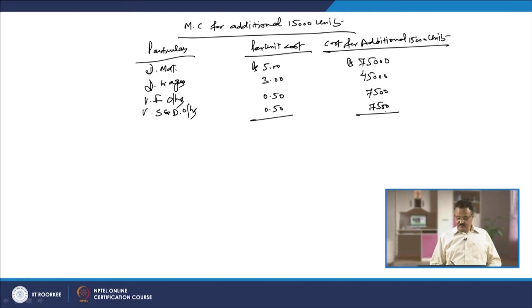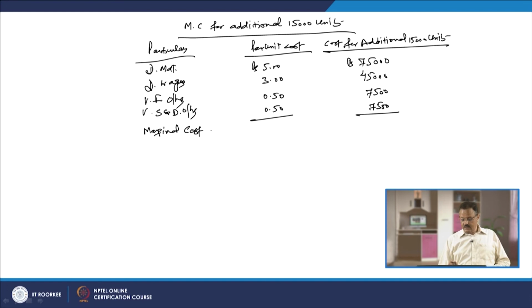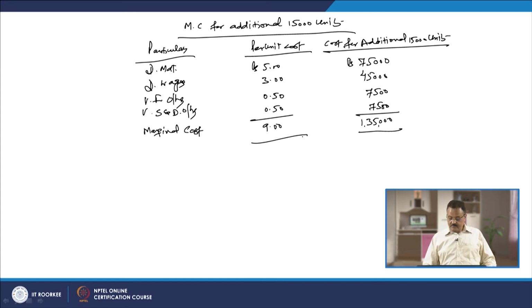This is the sum total of the marginal cost. So, what is the marginal cost here? If you calculate from this information, the marginal cost is 9 rupees per unit, and for the total number of 15,000 units, it is 1,35,000 rupees. 1,35,000 rupees is the marginal cost for the production of the additional 15,000 units, right.